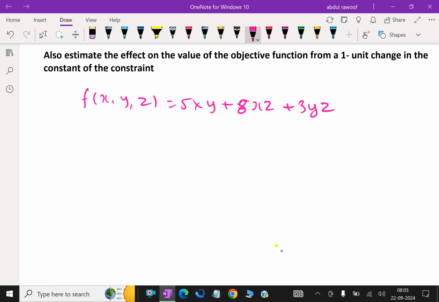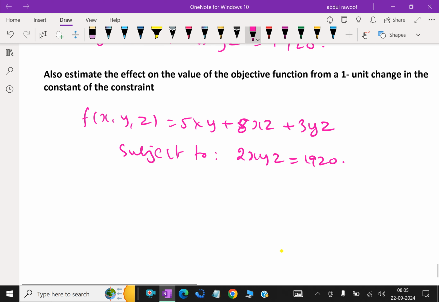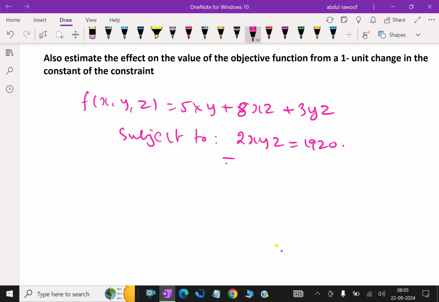Then we know the constraint equation, subject to 2xyz equal to 1920. From this we can get 1920 minus 2xyz equal to 0.